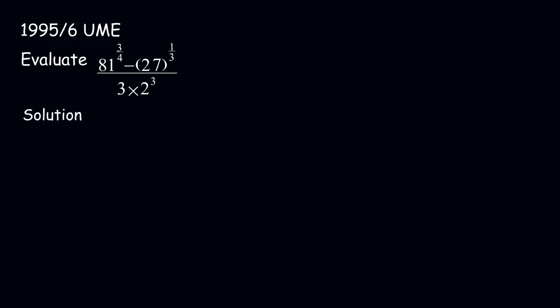Our next question is from UME 95. It states, evaluate 81 raised to the power of 3 over 4 minus 27 raised to the power of 1 over 3, divided by 3 times 2 raised to the power of 3.